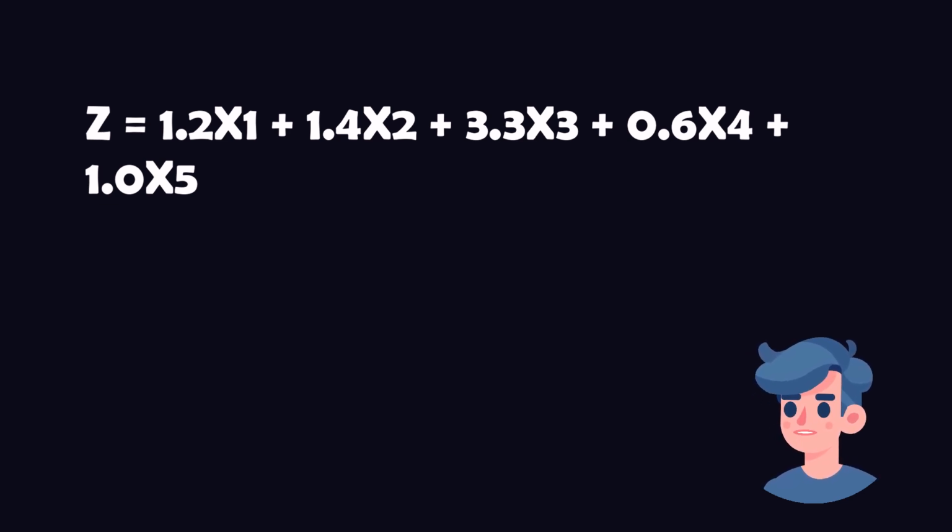The formula is Z = 1.2 X1 + 1.4 X2 + 3.3 X3 + 0.6 X4 + 1.0 X5, where the Xs represent various financial ratios such as working capital/total assets and retained earnings/total assets.